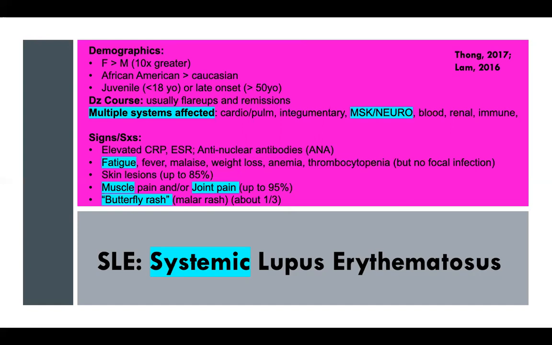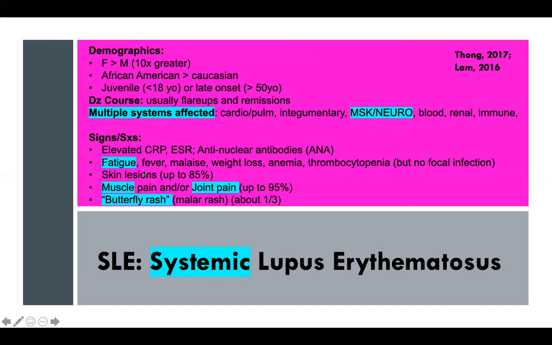Rheumatic disease is more widespread and global, multiple tissues, multiple systems affected, and SLE in particular usually manifests with this multiple system complaint. So could be cardiopulmonary, tegumentary, MSK, neuro, or neuromuscular, if you will, blood, renal, immune. So many systems and manifestations, signs and symptoms. Females more commonly affected than males, African American over Caucasian. So these are some of the demographic features.